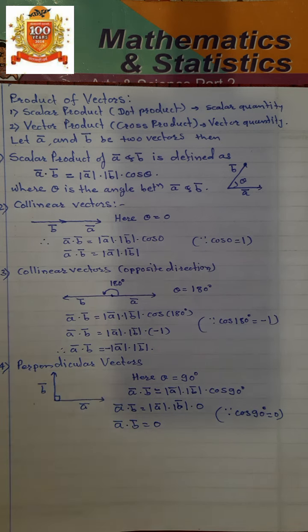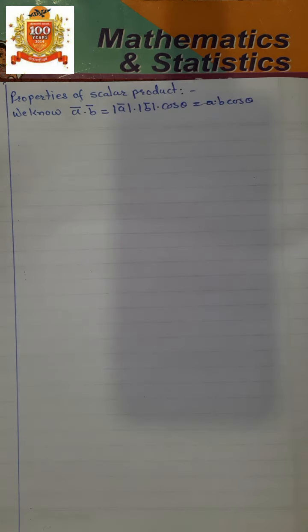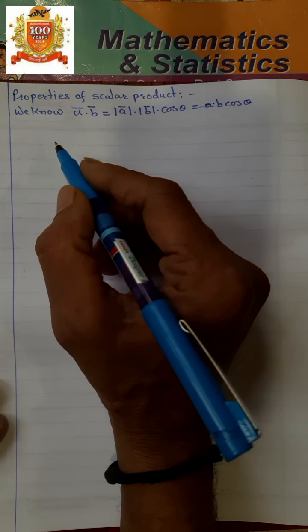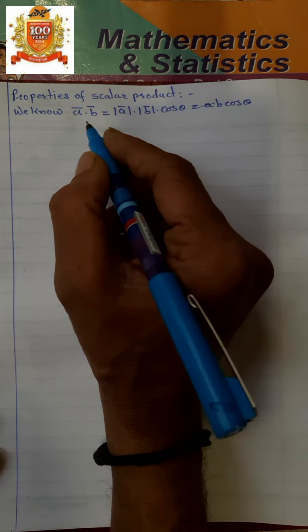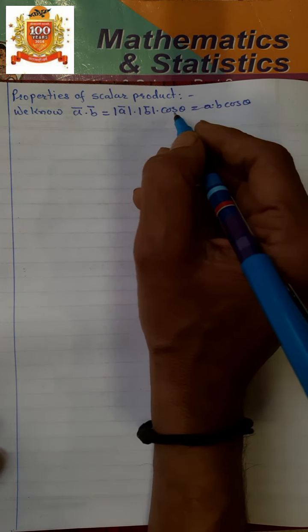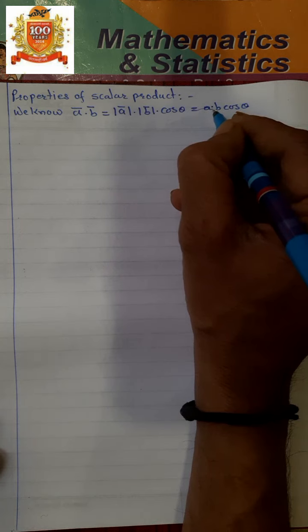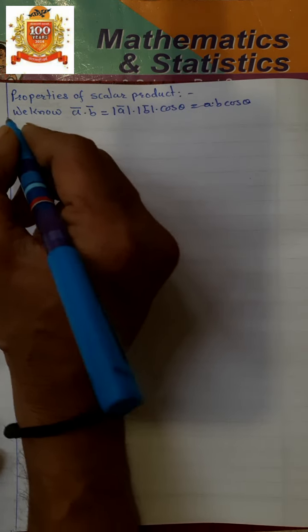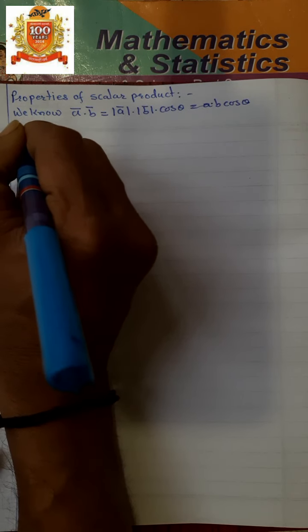Now let us see some properties of scalar product. We know that a bar dot b bar is equal to mod of a bar into mod of b bar into cos theta. That can be written as a into b cos theta. Let us see the properties one by one.